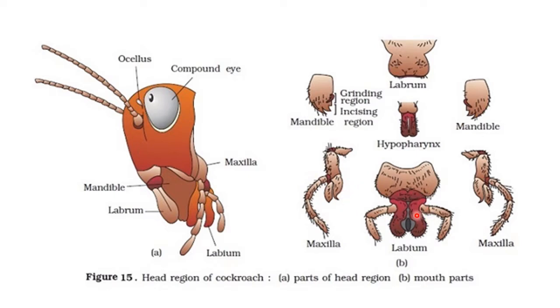Below, on the ventral side, the lower lip is the labium, and these are the labial palps. So these are the chewing and biting mouth parts of the cockroach. Labrum, upper lip; sides, mandibles and the maxilla; and lower lip is the labium.